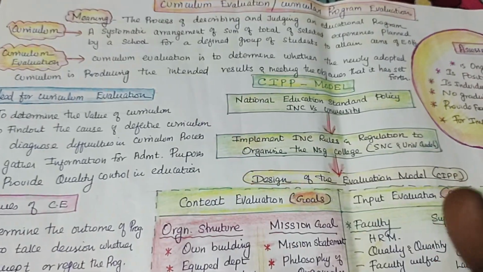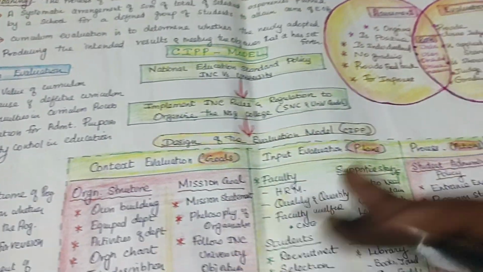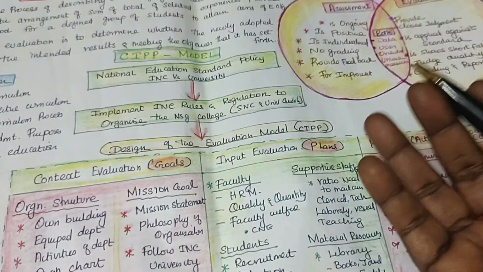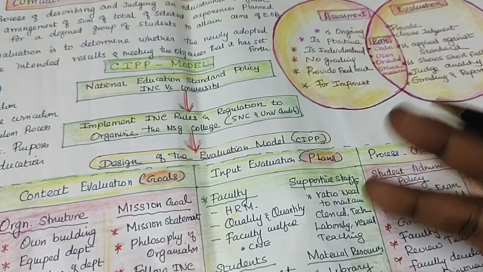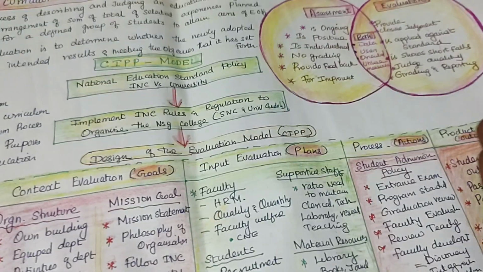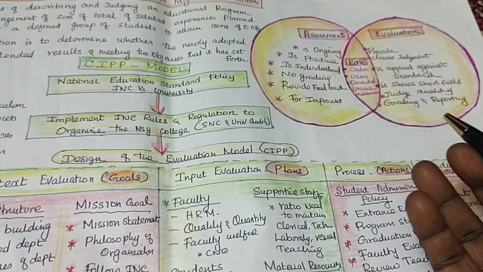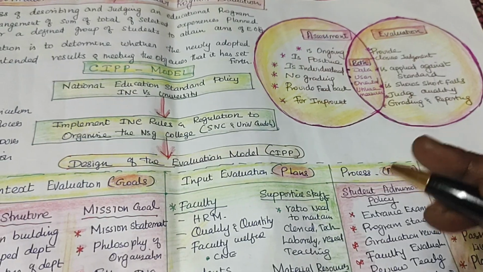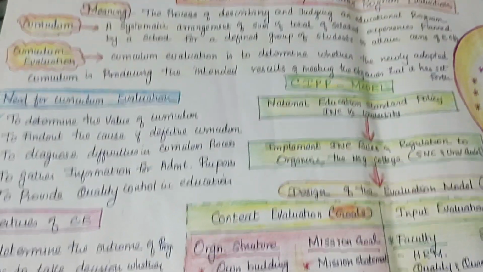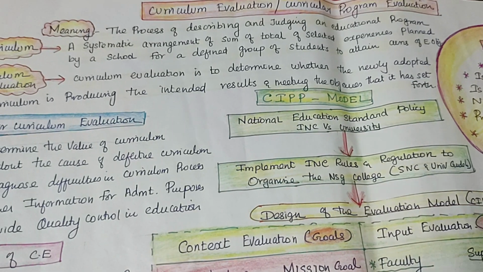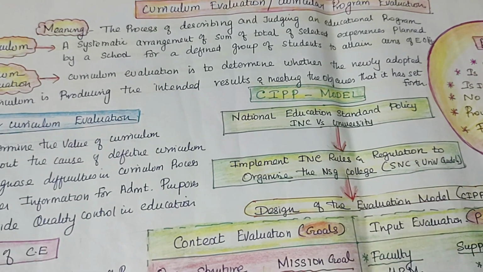But there is a difference between assessment and evaluation. Assessment is ongoing, with no grading, nothing; it is not judgmental. But all these things will be evaluation. We are evaluating under some criteria, judging, grading, everything is there. So this is curriculum evaluation, or curricular program evaluation.